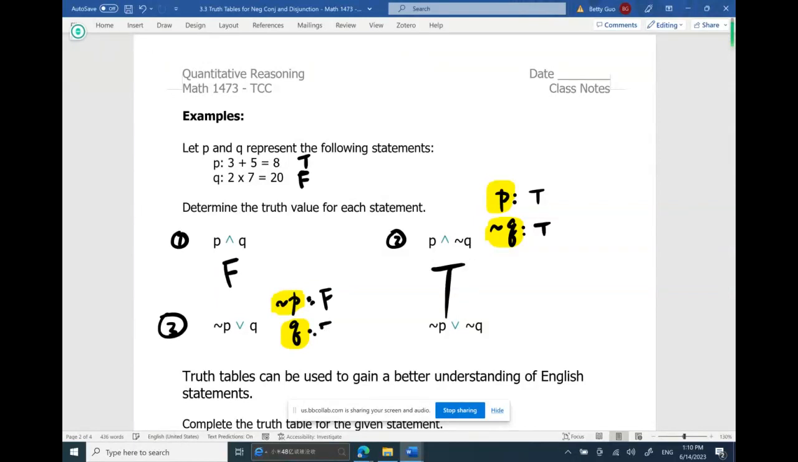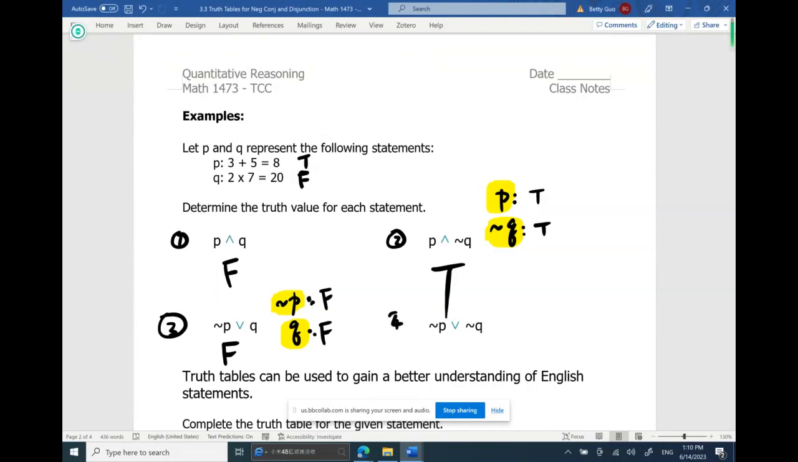Q is false. All right, so can you help me to figure out what's the disjunction of the two components? Remember, for a disjunction to be false, both of the two component statements must be false. This disjunction is false because both of the two component statements are false. All right.